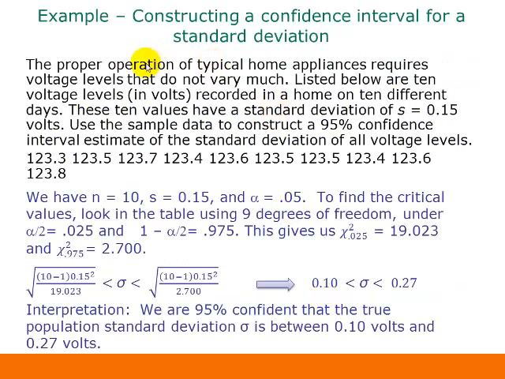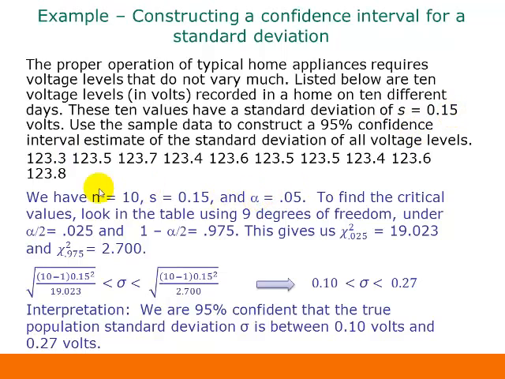So here's an example. The proper operation of typical home appliances requires voltage levels that don't vary much. Listed below are 10 voltage levels recorded in a home on 10 different days. These 10 values have a standard deviation of s equals 0.15. So this is our sample standard deviation. We're going to use this to construct a 95% confidence interval estimate of the standard deviation of all voltage levels in this home. So here are our values, and the sample standard deviation has already been found for us.